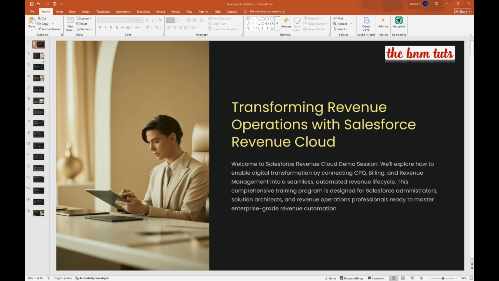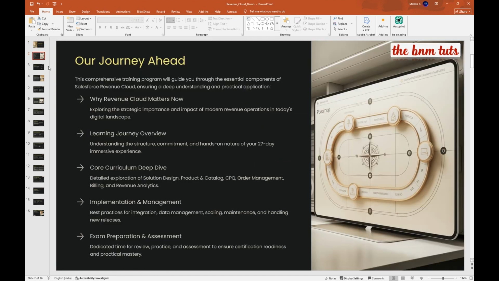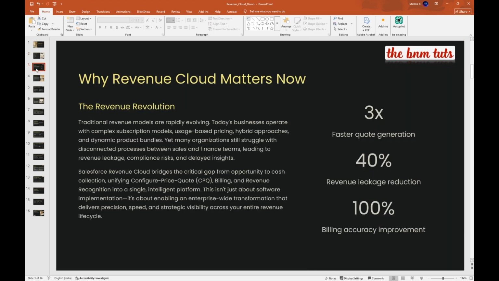I'll be explaining the agenda. In this agenda, I am explaining first why Revenue Cloud matters and what exactly Salesforce Revenue Cloud is, and then the learning journey overview, core curriculum deep dive, and also the implementation and management, exam preparation tips and assessment. So, throughout this entire course journey, you are going to learn all these things. Before I jump on to why Revenue Cloud matters now, I will explain first what Salesforce Revenue Cloud is.